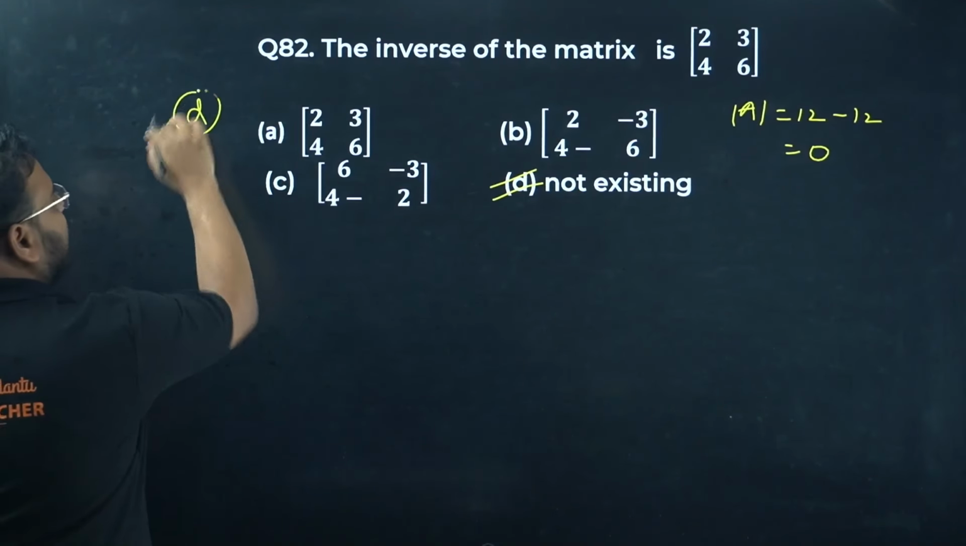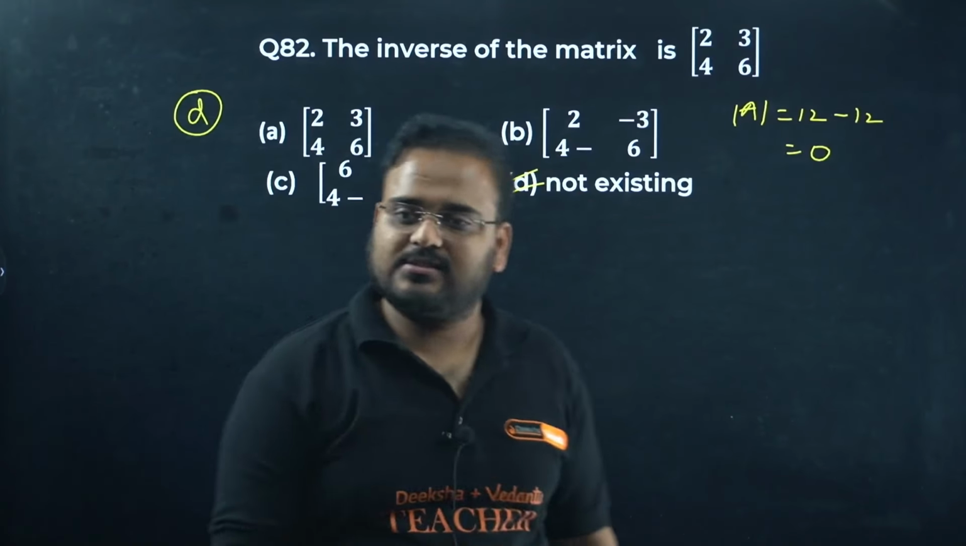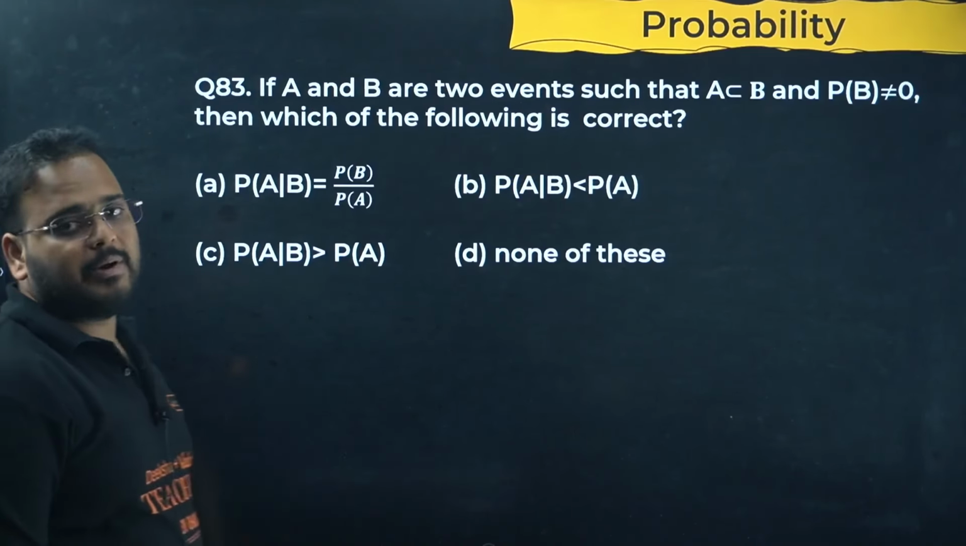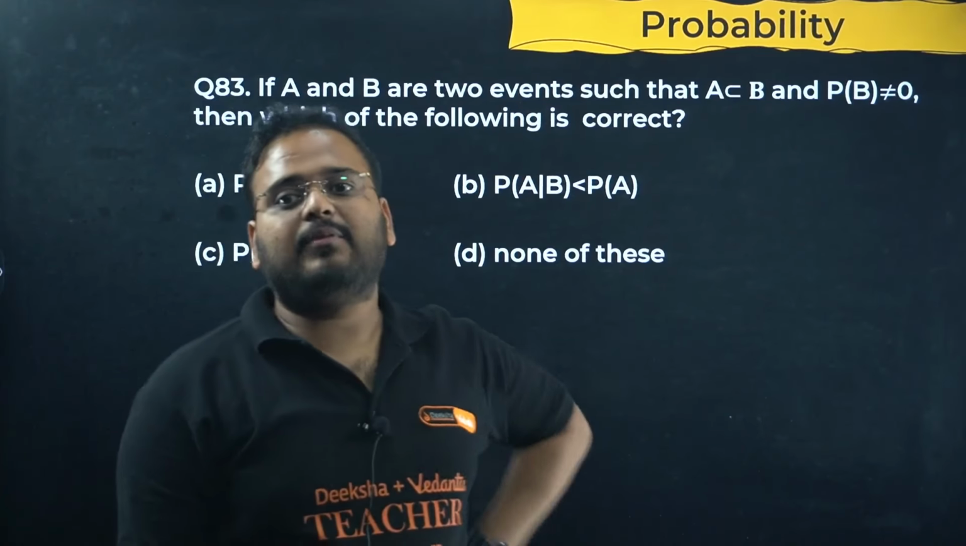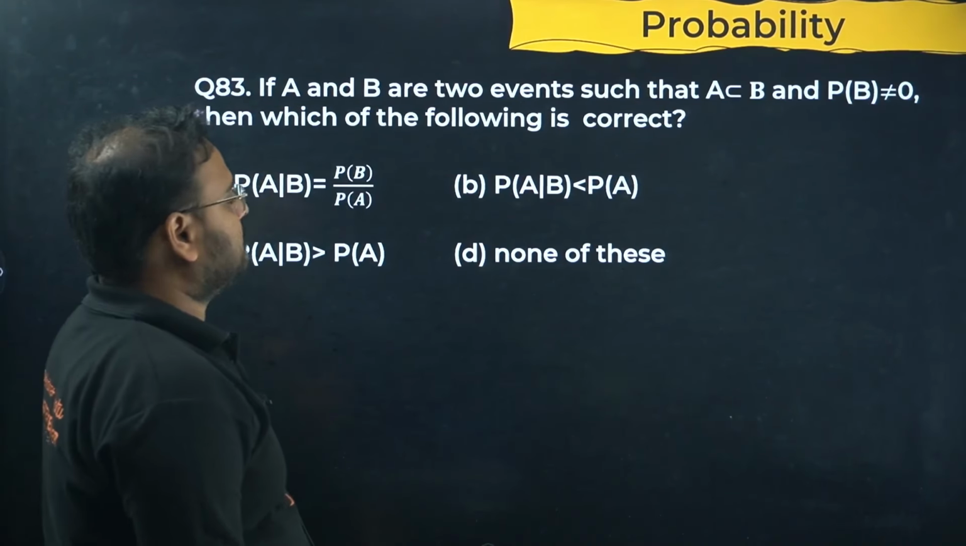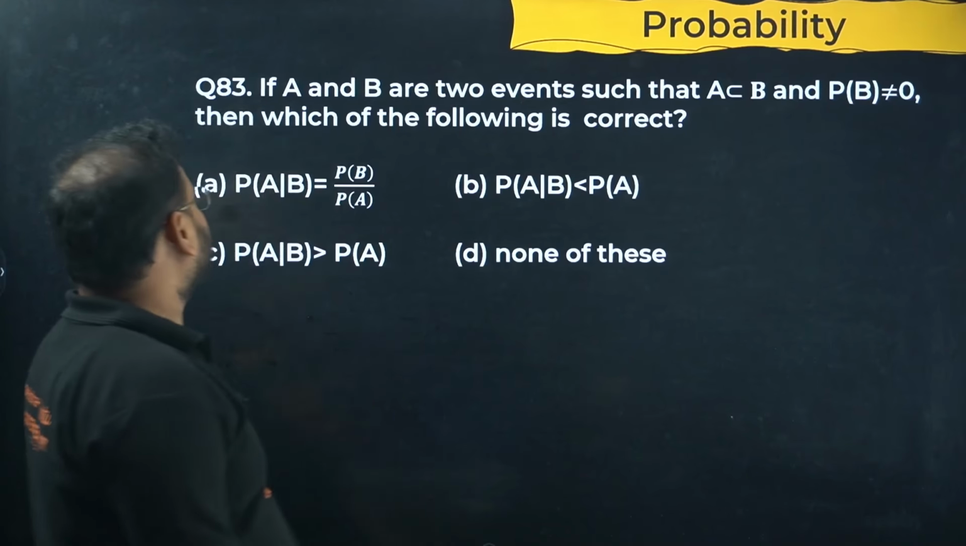Determinant of A is 0 means singular matrix, so the inverse does not exist. Clear, guys? Now probability chapter. If A and B are two events such that A is a subset of B, which of the following is true?